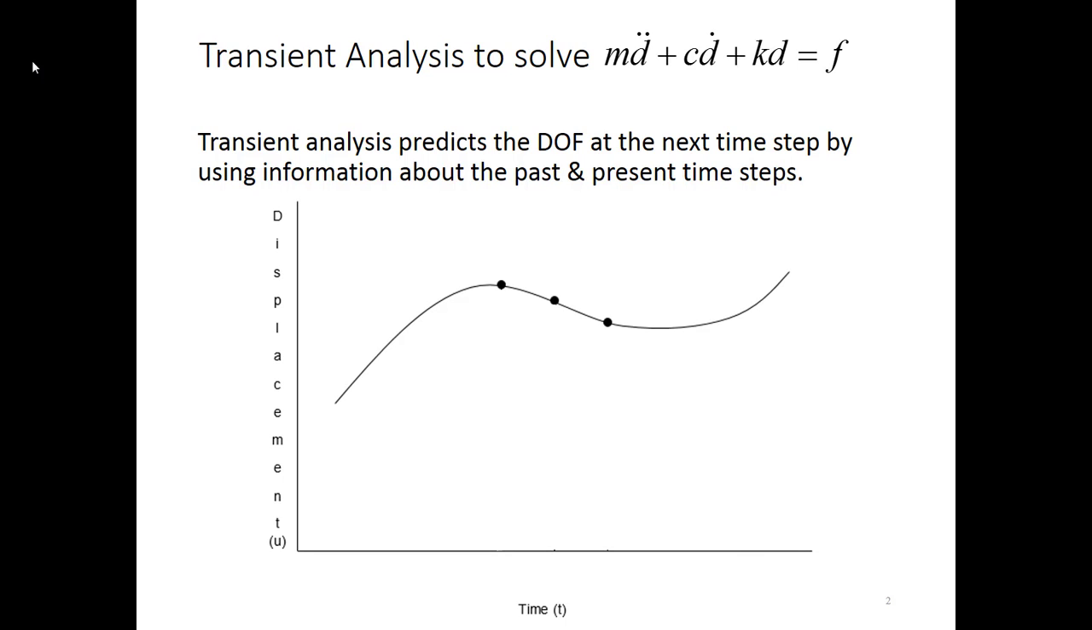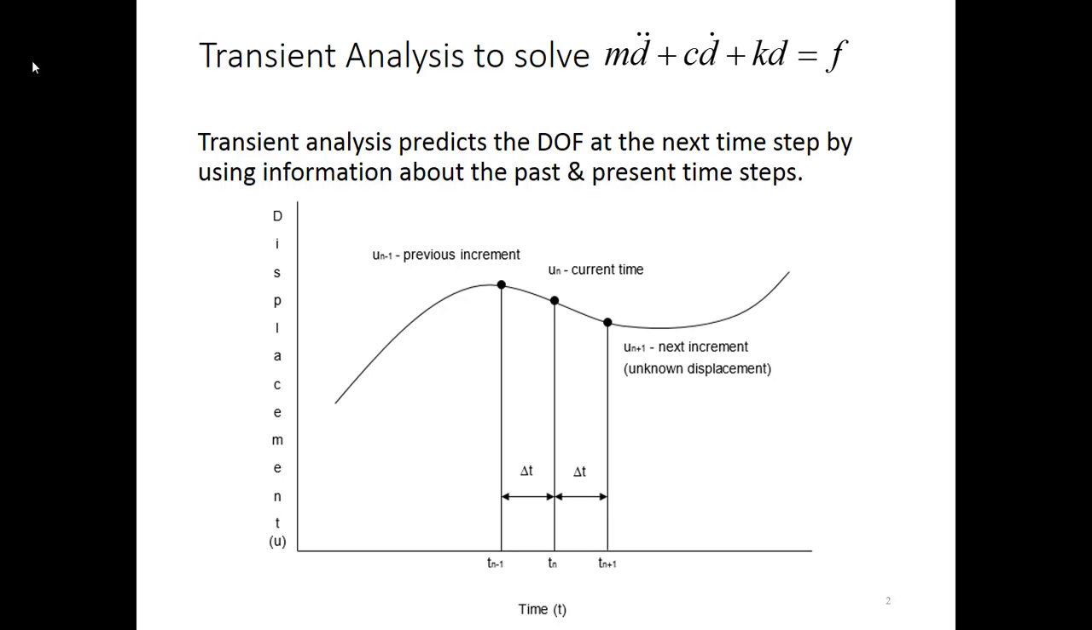So imagine that we've got some displacement as a function of time, and we don't know what that curve looks like initially. What we're trying to do is produce this curve, or at least identify points on this curve, using finite element analysis. So for example, we know that at time tn we have some displacement. And we know also what we did previously. So we know the displacement at a prior time. Our goal is to use this information to predict what's going to happen at the next time.